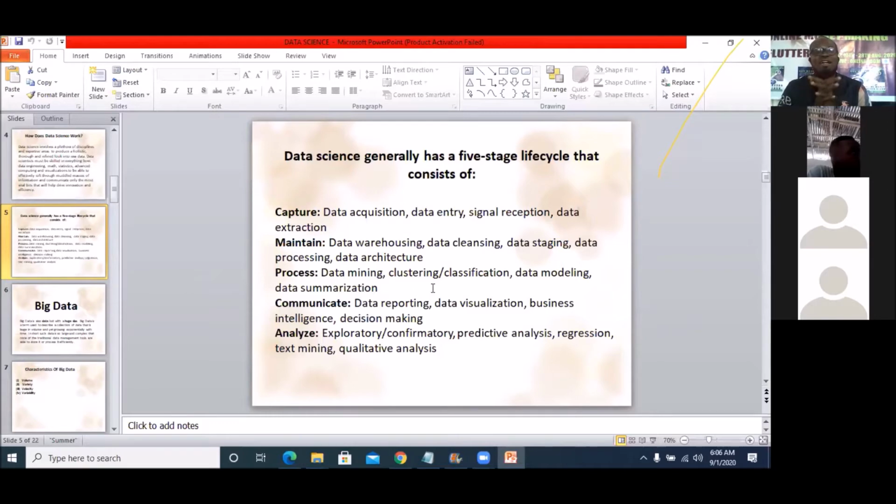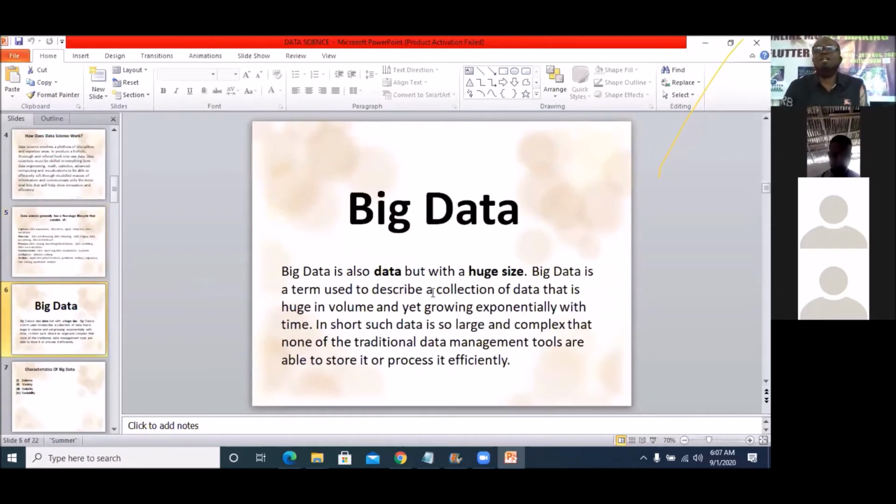And finally, analyze. Under here, you have to do what we call exploratory and confirmatory predictive analysis. That is when all your work is done and you're able to visualize your work, and you make all these other things under analysis, including regression, data mining, and qualitative analysis. So now let's look at big data.